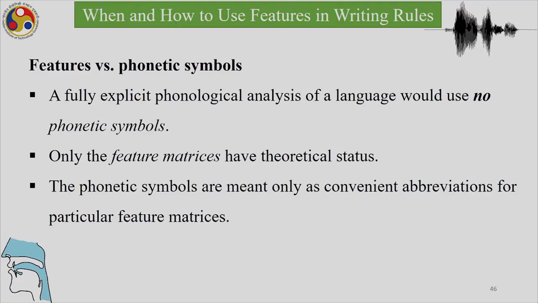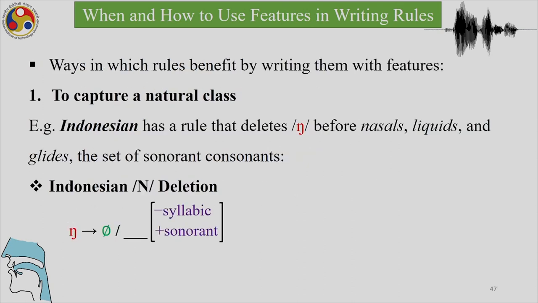Features versus phonetic symbols. A fully phonological analysis of a language would use no phonetic symbols, and only the feature matrices have theoretical status in a language. The phonetic symbols are meant only as convenient abbreviations for particular feature matrices. Next, ways in which rules benefit by writing them with features. We have seen a bit of this in the previous lecture.